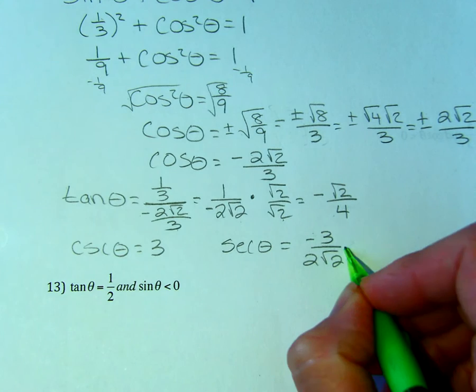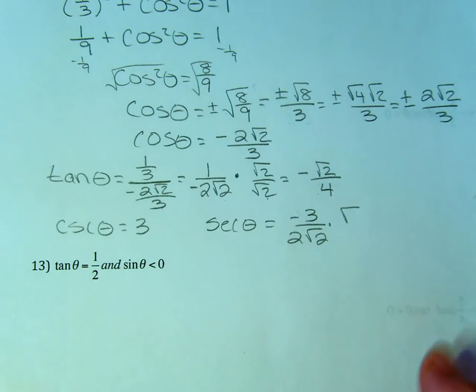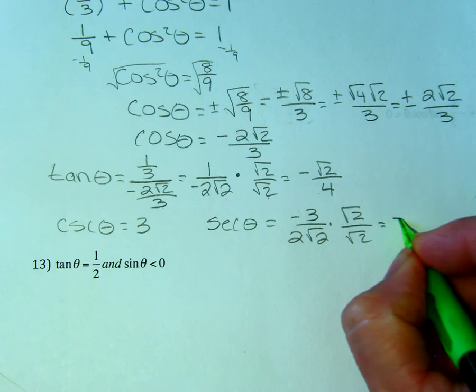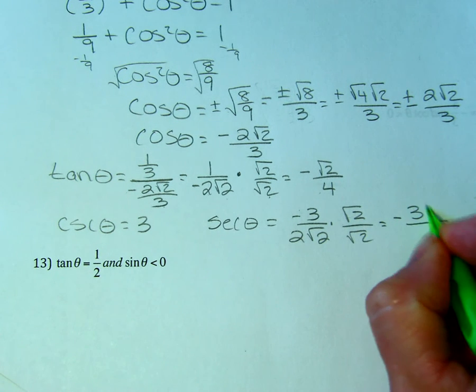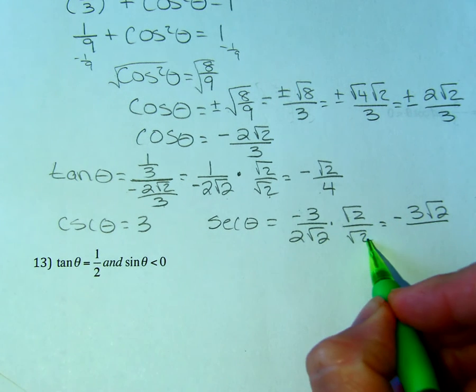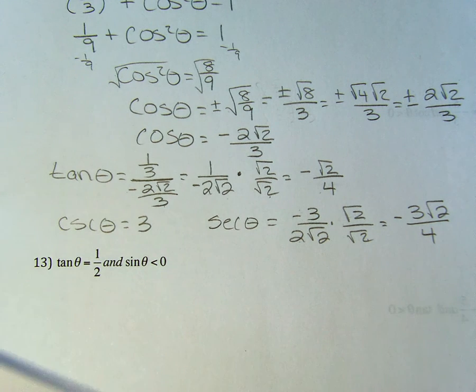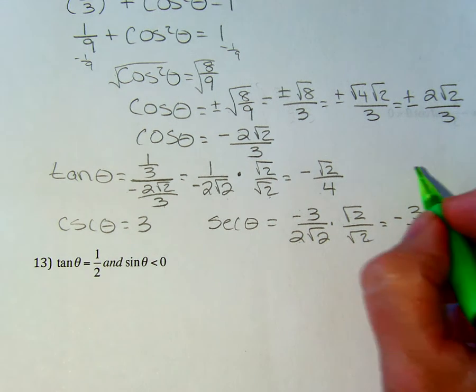And rationalize. It'll be a negative 3 square root of 2. Square root of 2 times square root of 2 is 2, times 2 is 4. Then the last thing I need to do is find cotangent, which I think I'll put right up here.